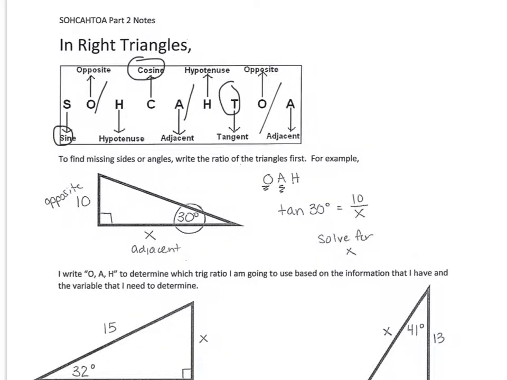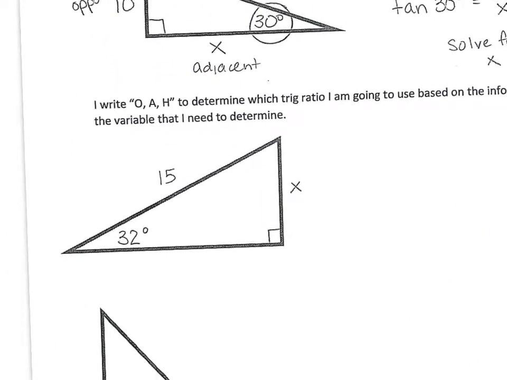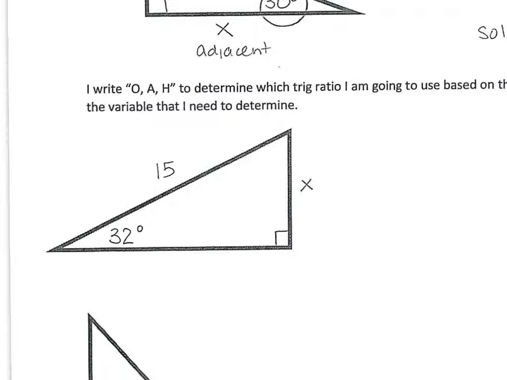So for this one, what I do is I write OAH. This is just to start out when you're first starting to do this. Then the angle that you're given, or look at the angle inside the triangle that's not the 90-degree angle. And it might be X, it might be a number. So you're going to look at this number and look at the side lengths that have X or a number. So if I'm trying to find X, X is opposite of the angle measure. And then 15 is the hypotenuse.